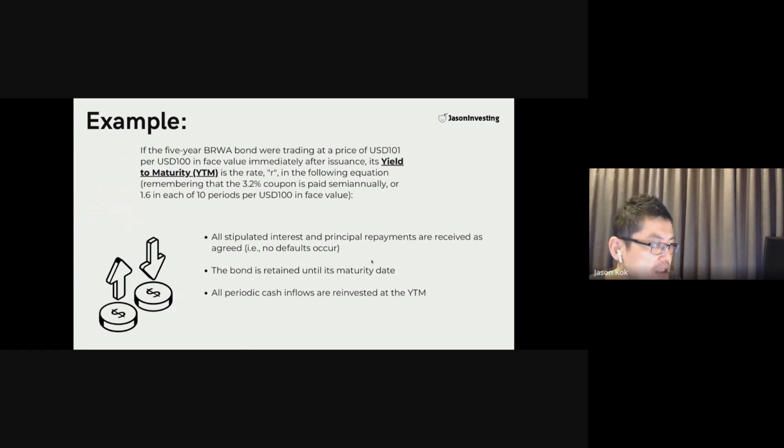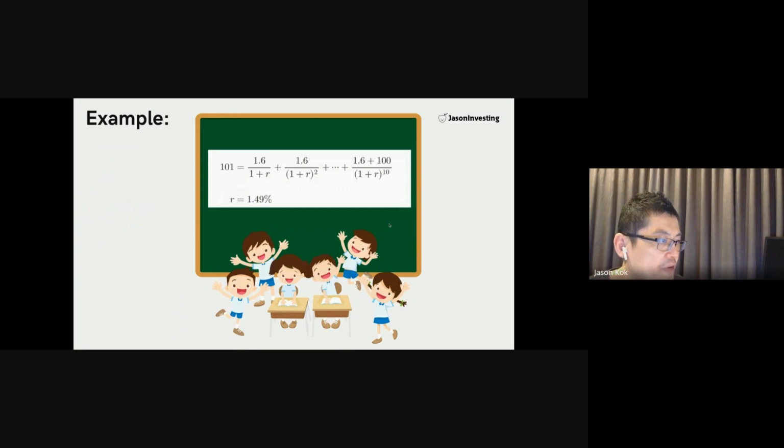These are all the conditions that need to be fulfilled before you can say the yield to maturity. In this case, it's asking you what the yield to maturity is, so we will have to calculate. This is the equation. The yield to maturity is the interest rate R. You think of it in terms of return, because yield is like a return. So what is the return R that you can calculate that will give you a price of 101?